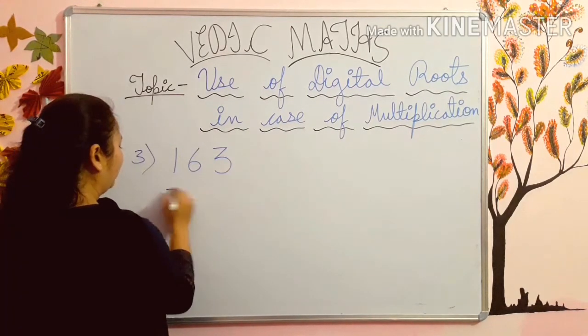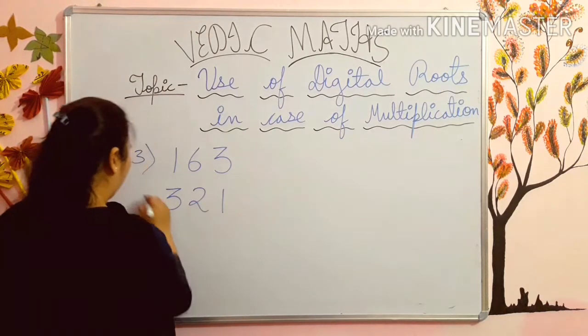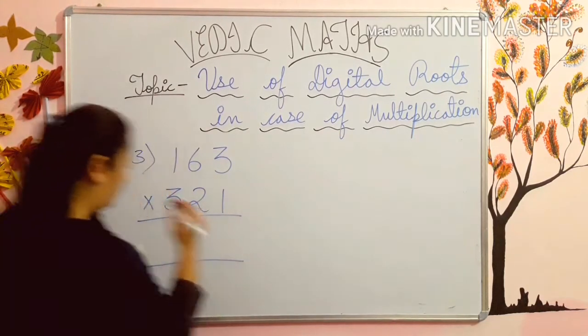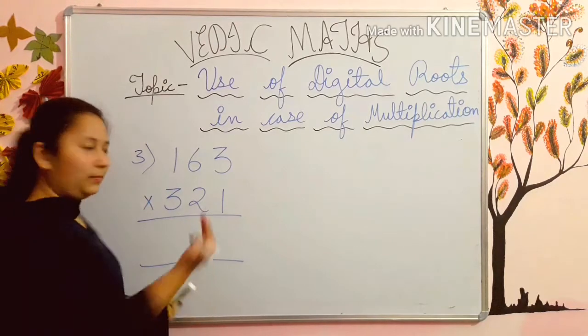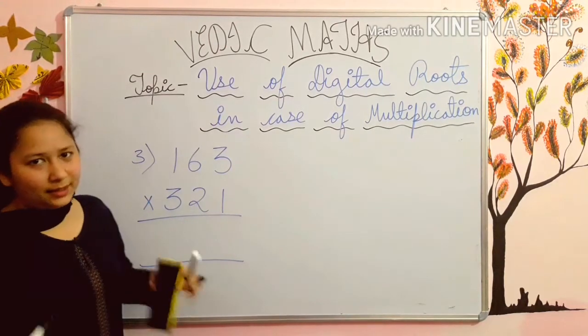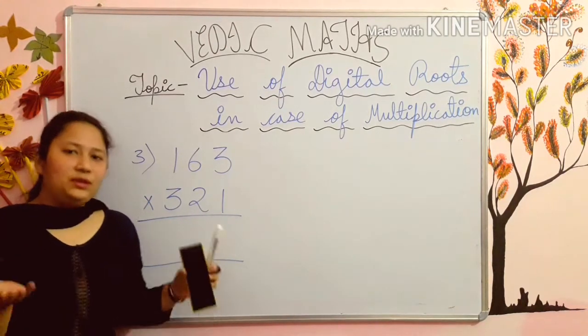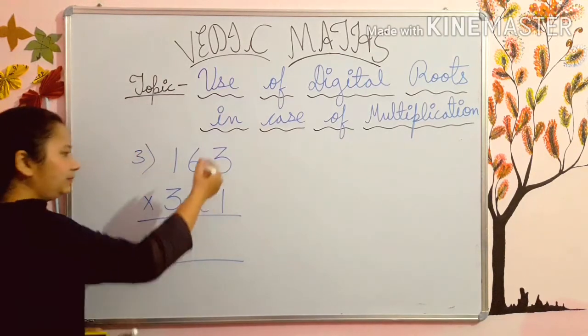163 321. Now multiply it. I am using again the IXI method for 3-digit multiplication.